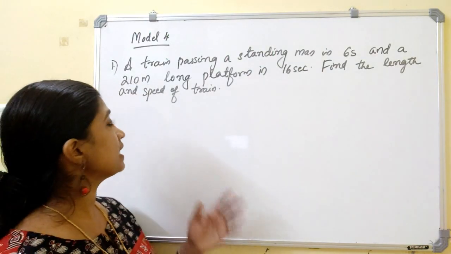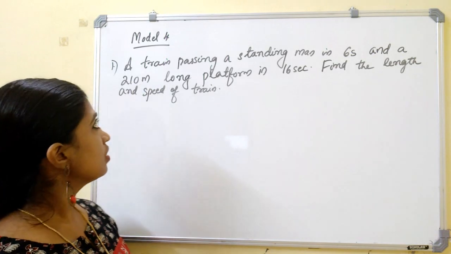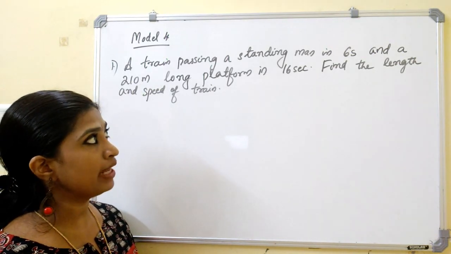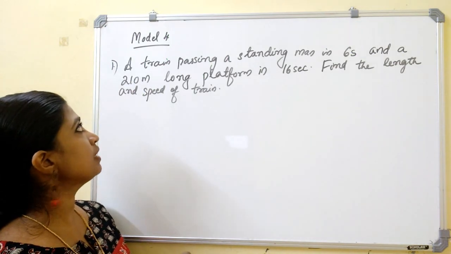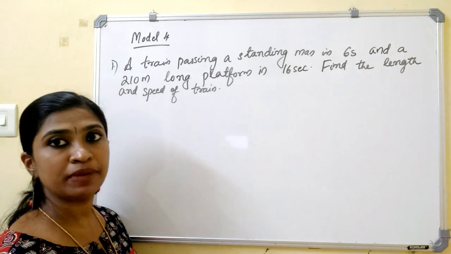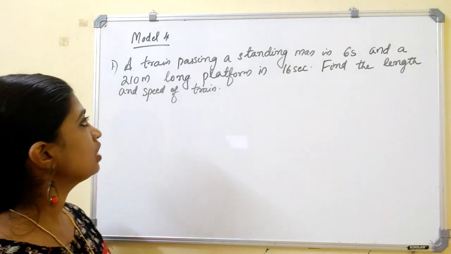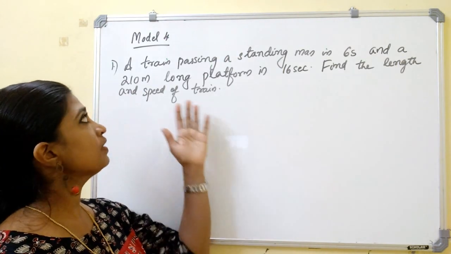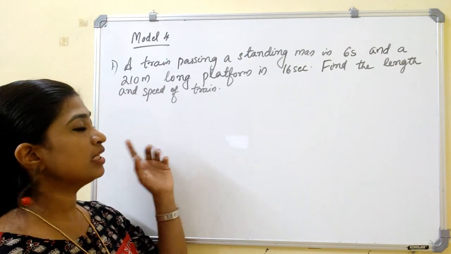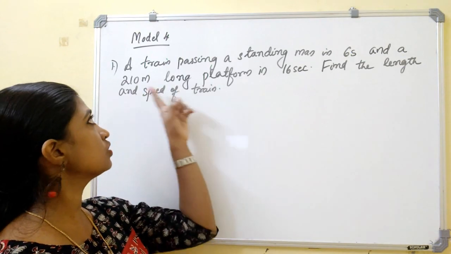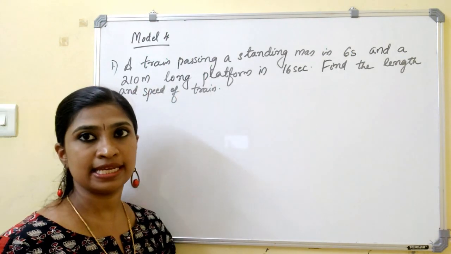The next model problem. It is a fourth model. The question is like: a train passes a standing man in 6 seconds and a 210-meter long platform in 16 seconds. Find the length and speed of the train. So here we are asked to find the length and speed of the train, and we are given that this train crosses a man in 6 seconds and a platform which is 210 meters long in 16 seconds.